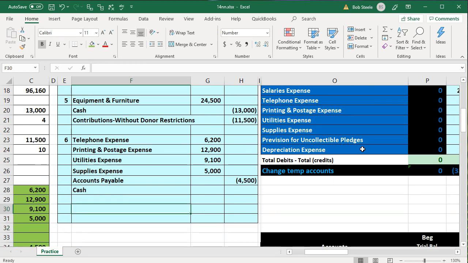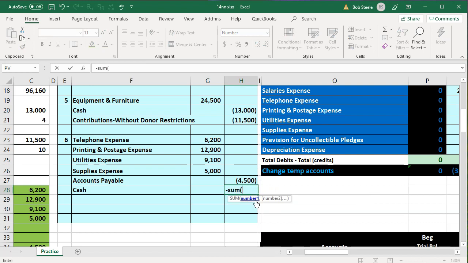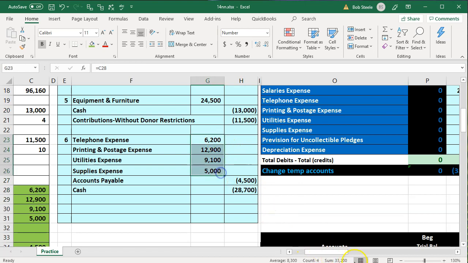So there we have that, and I'm going to use a plug formula. You could say add this up minus the credit, or use the negative sum formula like so. And there we have that. So there's the 28,700. This adds up to the 33,200. This adds up to 33,200. This all adds up to 0. So we are in balance.